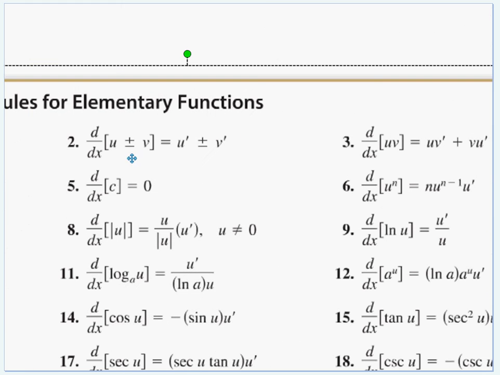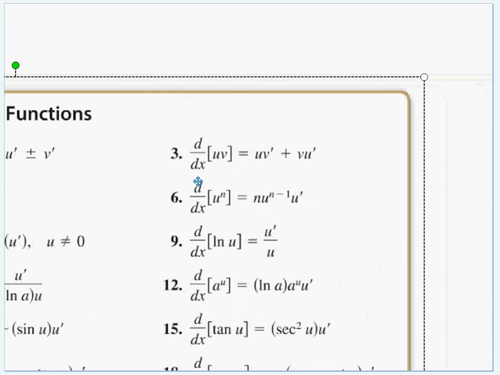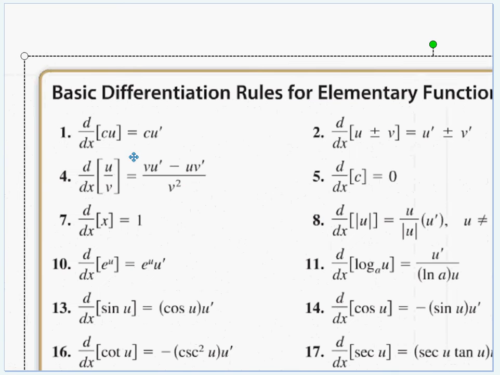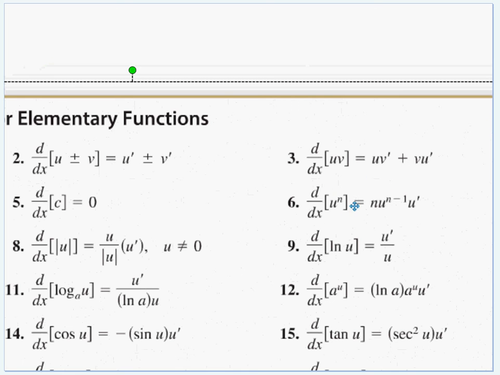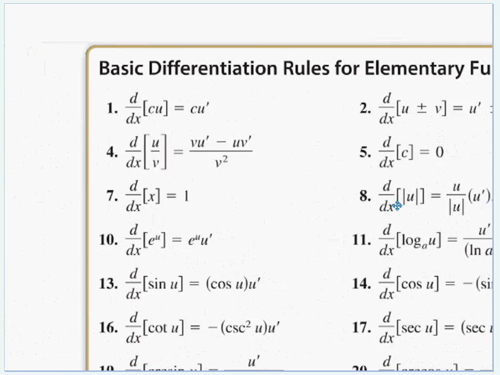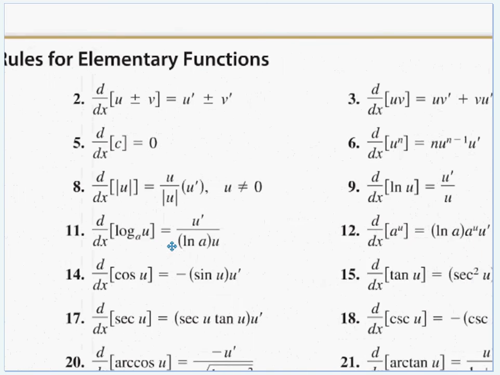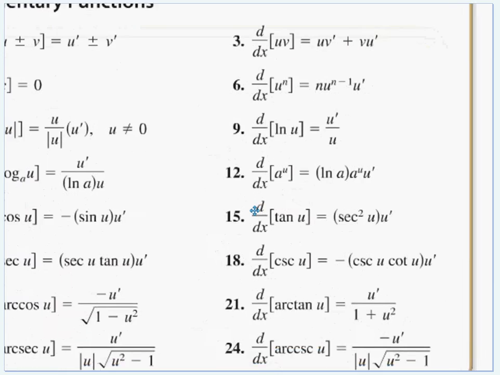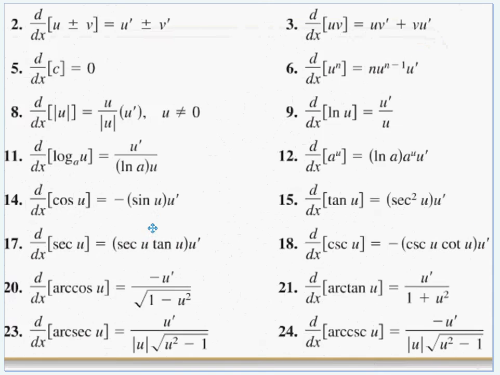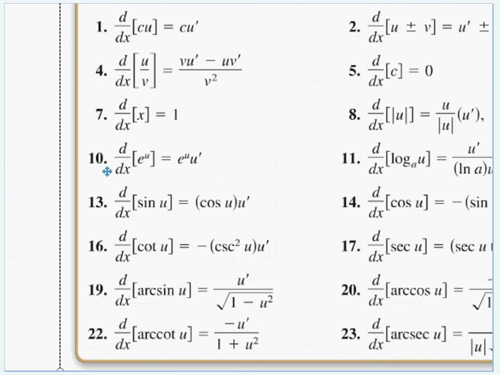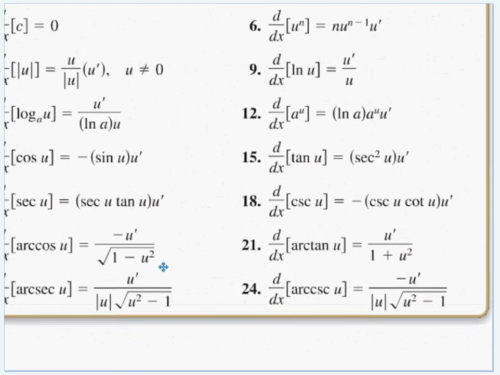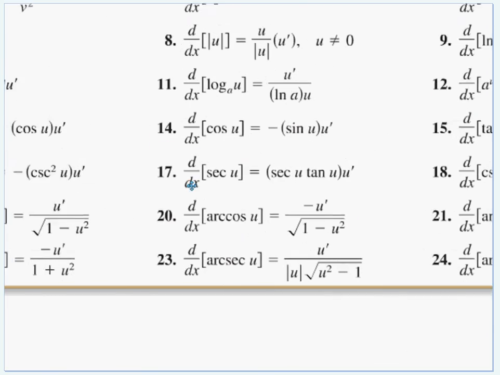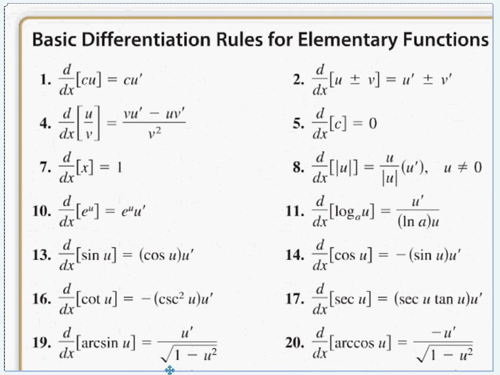The constant multiple rule, derivative of a sum or difference. There's the good old product rule, quotient rule. Derivative of a constant is 0. There's just our general power rule, bringing down the exponent. Derivative of x is 1. Natural log u prime over u. Our non-base e exponentials, logs, exponentials base e. Our derivative of sine, cos, tan, all 6 trig functions, and now we have all 6 trig inverses. So 24 derivatives to get you through the tough times.